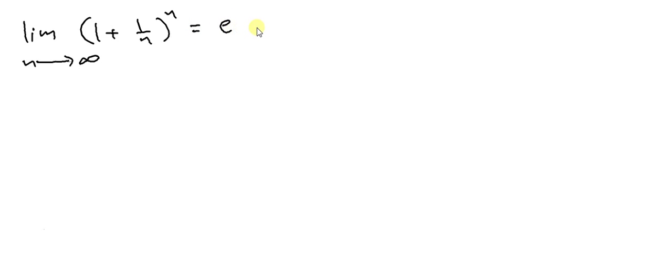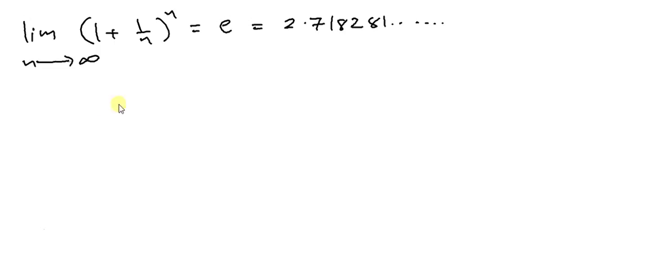I'm going to prove the famous limit, the limit as n approaches infinity of (1 plus 1 over n) raised to n, is equal to the number e. It's numerically equal to 2.718281 etc., an irrational number.